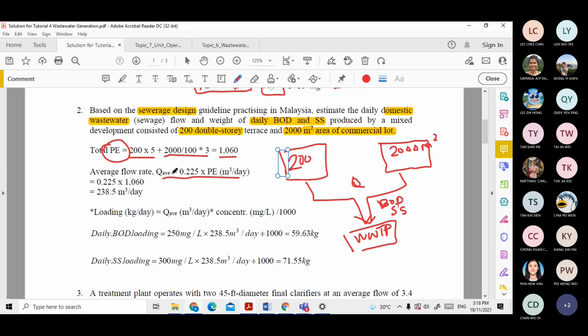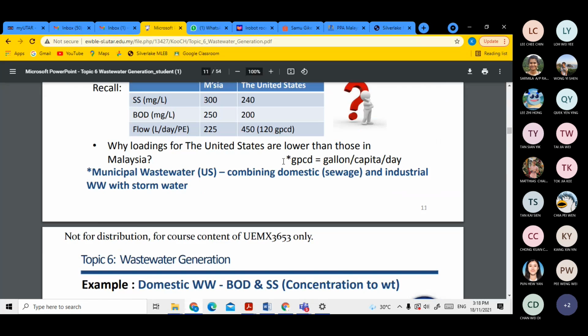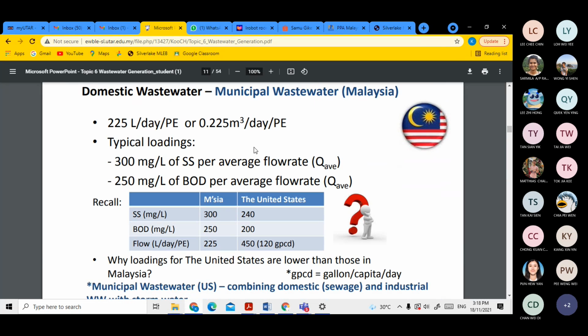So why this 225, for this Q? 225 is actually also the formulation guideline, so you can refer to this table.